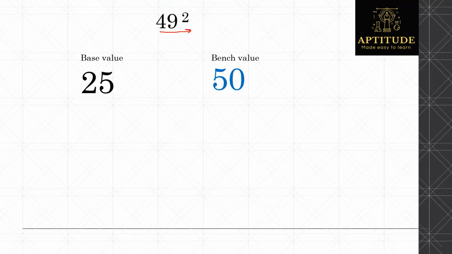49 square. Let's try to solve this. What is the first step? Finding the difference. So 50 minus 49. The difference is 1. As it is less than 50, I'll consider minus. So 1 square is 1. But I cannot take it as 1, because whenever we use squares of another number to find the square of a number, we should always write the square as a 2-digit number. So 1 square means I should not write 1, I should write 01, which we already discussed in the previous video.